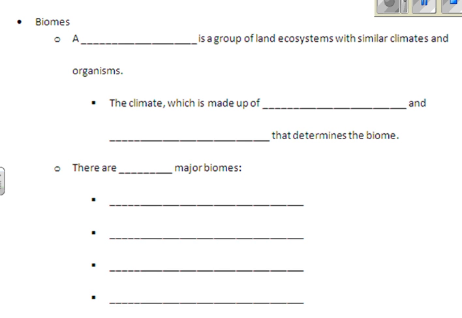So have your hands and eyes looking up at the smartboard. Today we're going to be talking about biomes. You have a new learning target. With this unit, you should be able to describe how temperature and precipitation determines a biome.